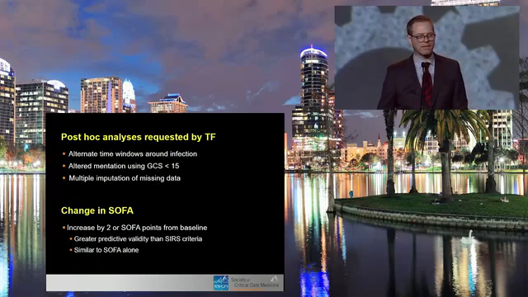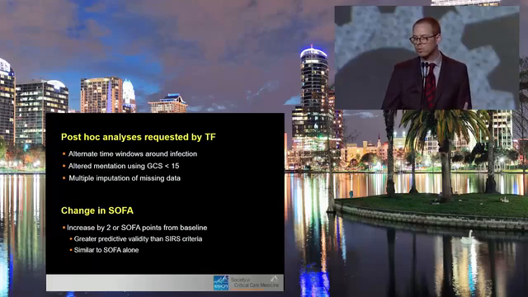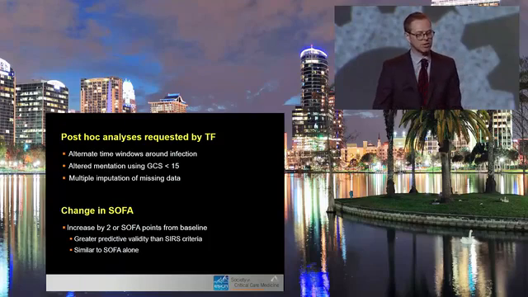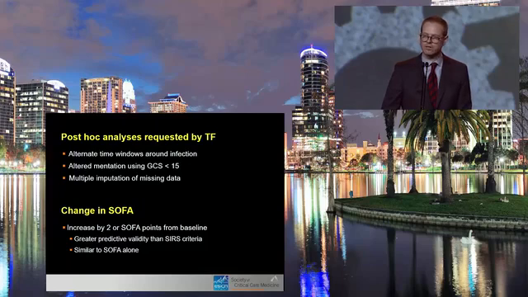There were a few other analyses requested by the task force. They asked us to look at different time windows around the onset of infection, simple ways to measure altered mentation, here, Glasgow Coma Scale, anything other than 15, and also after multiple imputation for missing data. The results from these analyses were similar to our primary analysis. We also looked at the change in SOFA score, particularly an increase by 2 or more points from a pre-infection baseline, and found that that change in SOFA had a greater predictive validity than SIRS and was similar to a single measurement of SOFA alone.